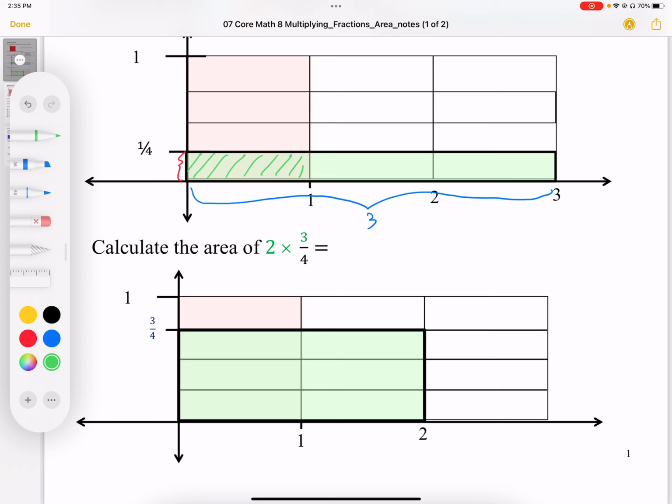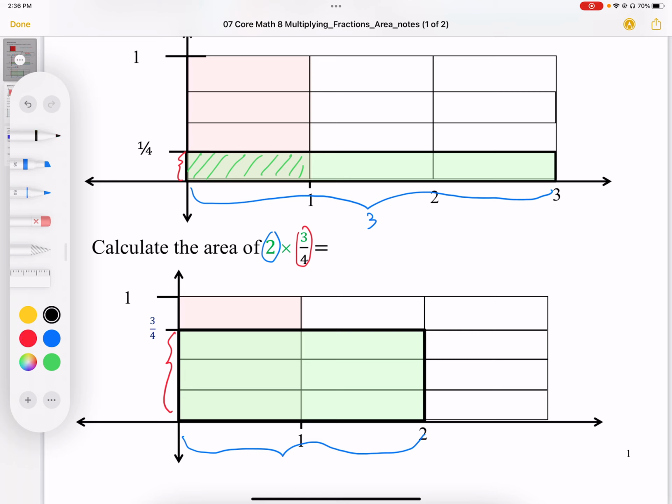Here we're going to have a length of 2. So along the length here is 2. And along the width, or height in this case, is going to be 3/4. So when we look at this area, it looks like we have two groups of 3/4. Each one of these rectangles represents 1/4. So it looks like we have 6 over 4, 6 1/4 pieces.